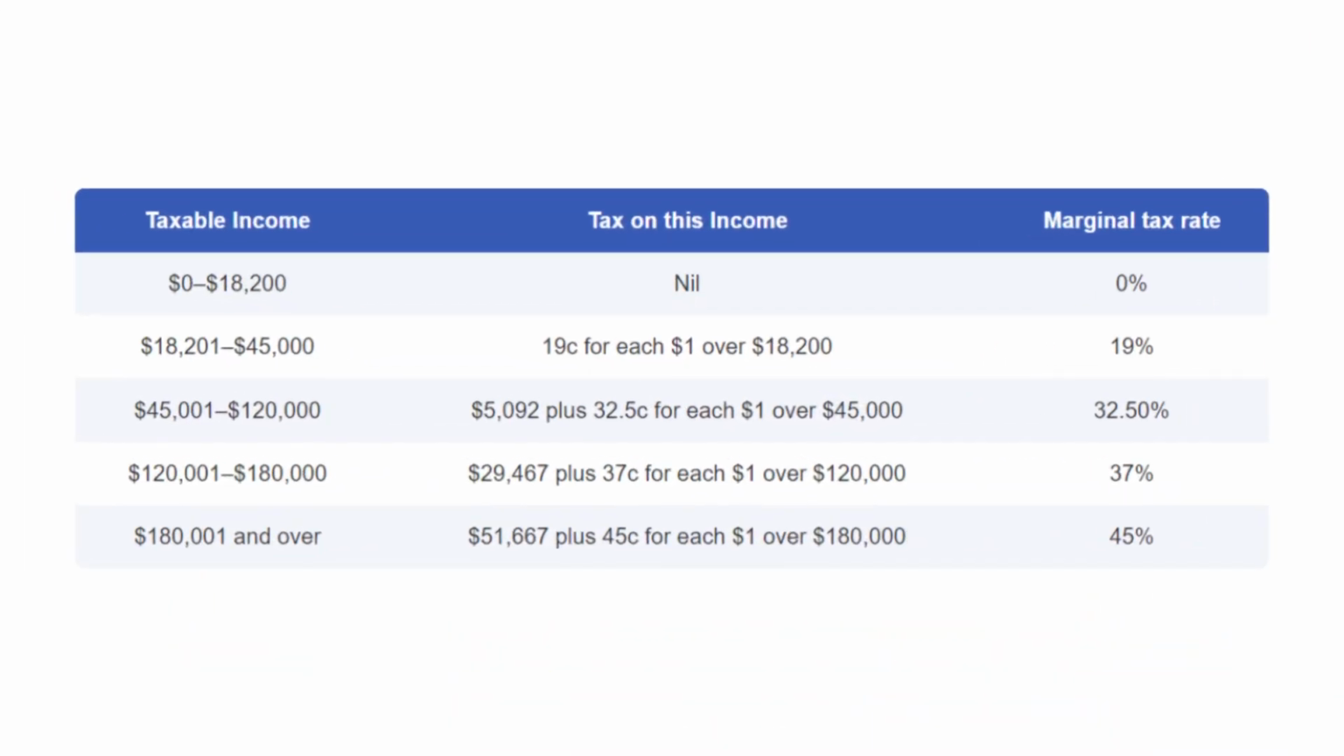0 to $18,200, zero. $18,201 to $45,000, 19%. $45,001 to $120,000, 32.5 cents. $120,001 to $180,000, 37 cents. $180,000 or more, 45 cents. You've got to remember we have to add a 2% Medicare levy onto all of these rates, so all of them bump up by 2%.